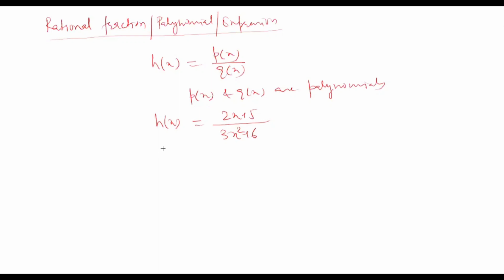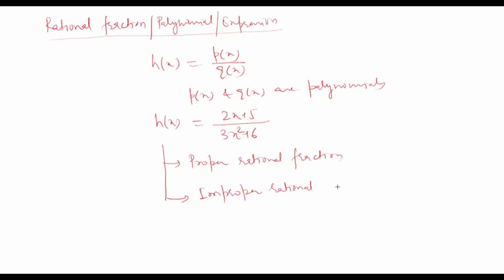And the rational fraction is of two types. One is what we call a proper fraction, proper rational, and one is what we call an improper one. And this is important because this will be used for the partial fraction.